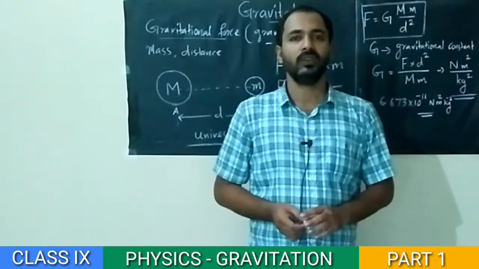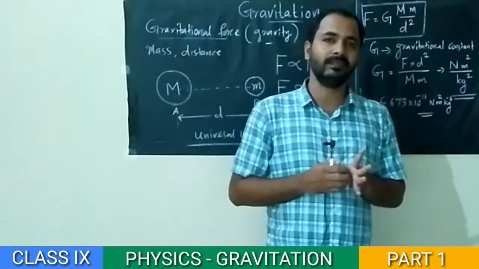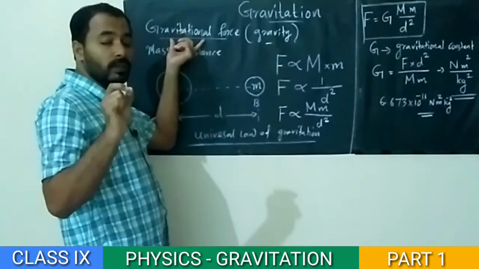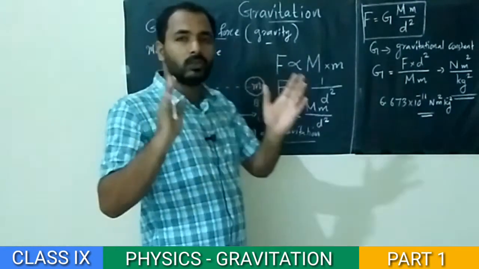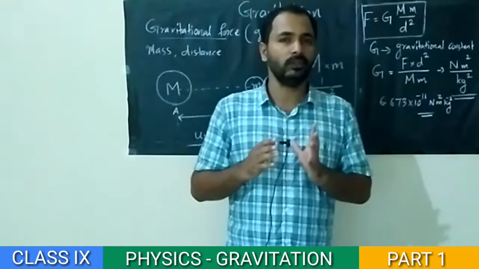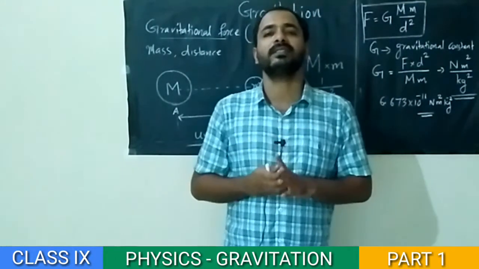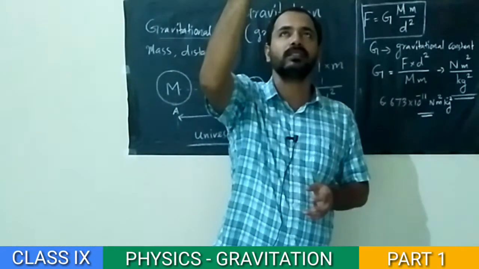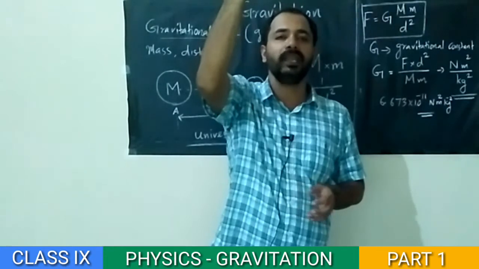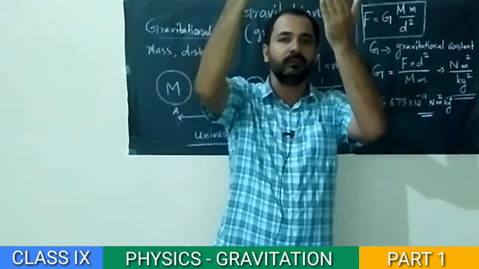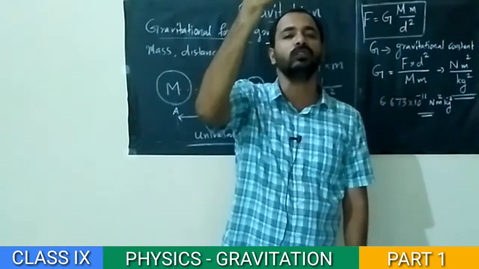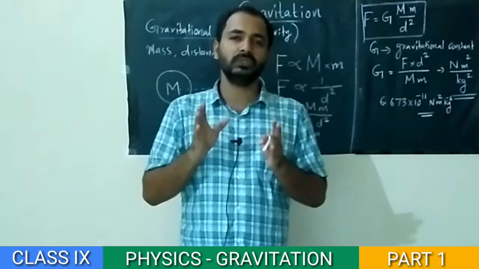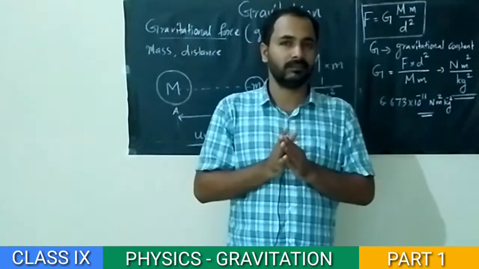Clear? Okay, so today we discussed what is gravitational force. Gravitational force is a force between two objects. We know according to Newton, every object in this universe attracts each other. When this chalk is dropped from a height, what happens? It moves down or falls down to the earth due to the pulling of the earth, or due to the attraction of the earth.